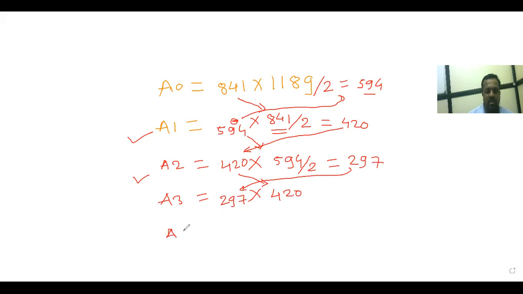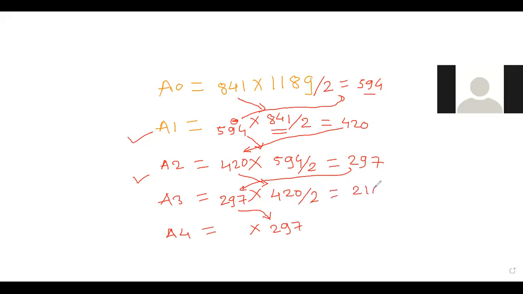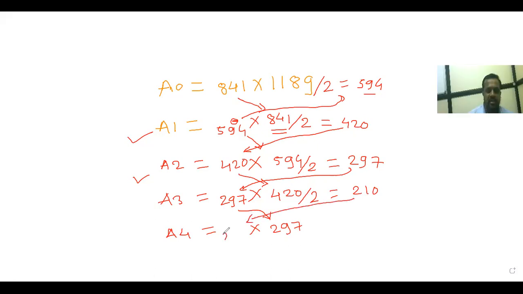Now A4, how to calculate A4? We write this figure as it is on this side, 297, and we divide this figure by 2. The answer will be 210, and this 210 we write down at the left side. This will be the dimension for the A4. In this manner we can easily find out the dimensions.